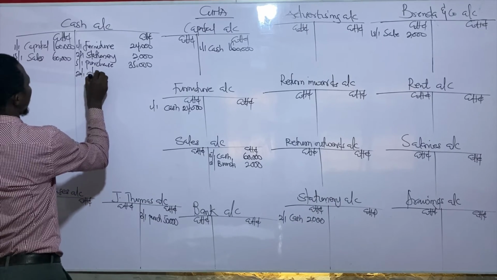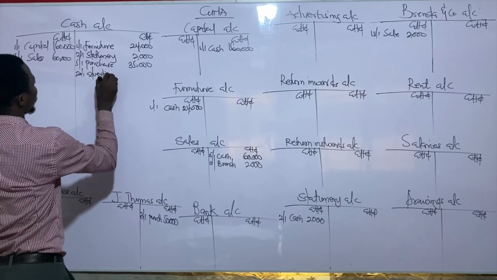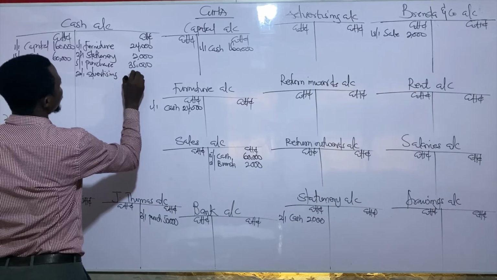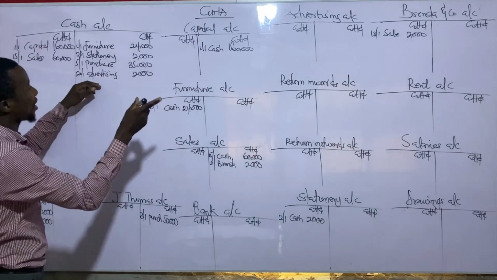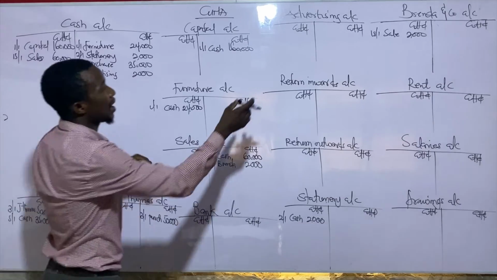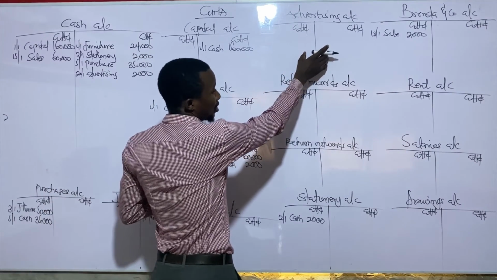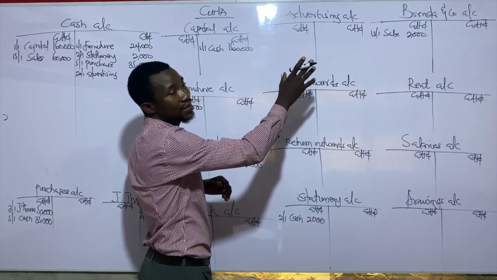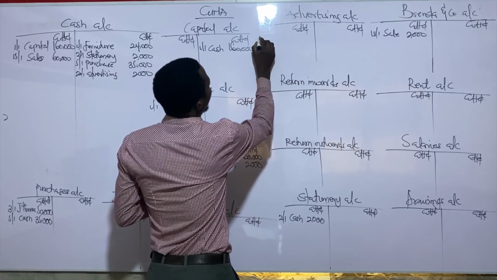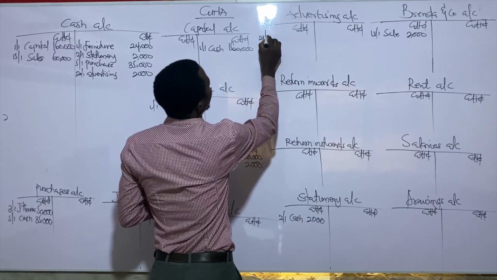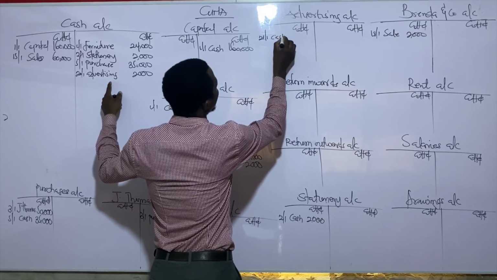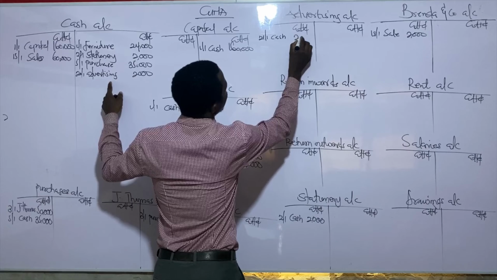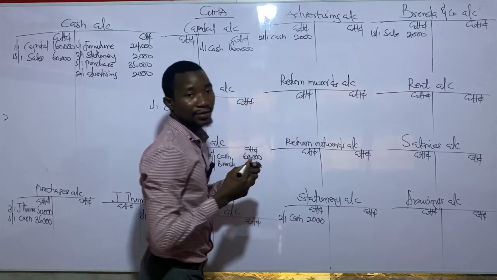Advertising, it was 2,000. Then the corresponding entry will be at the debit side of advertising. And advertising is an expense. The rule of nominal account says that debit all expenses. So on the 20th of January, cash, we paid through cash. The amount was 2,000. Good.